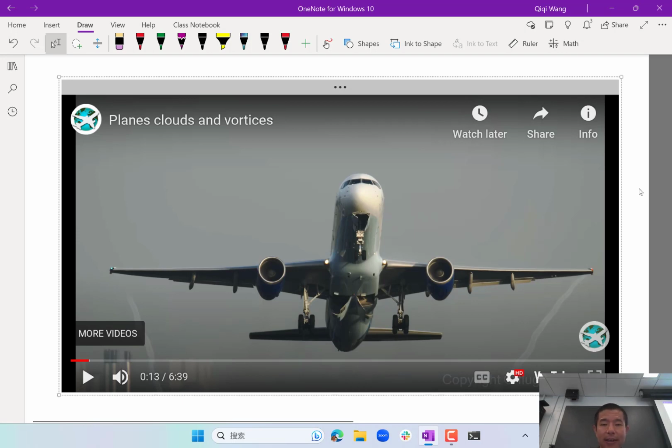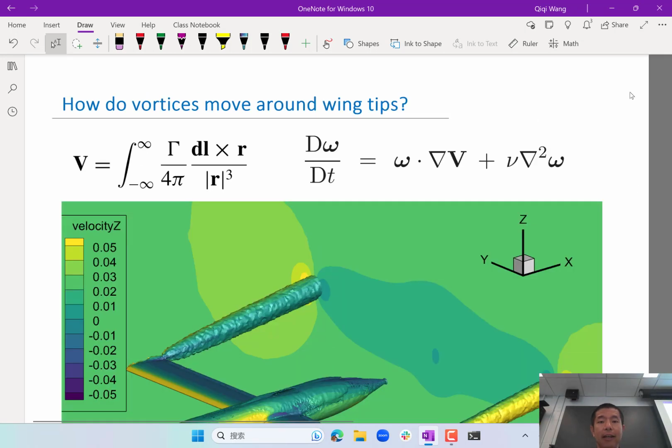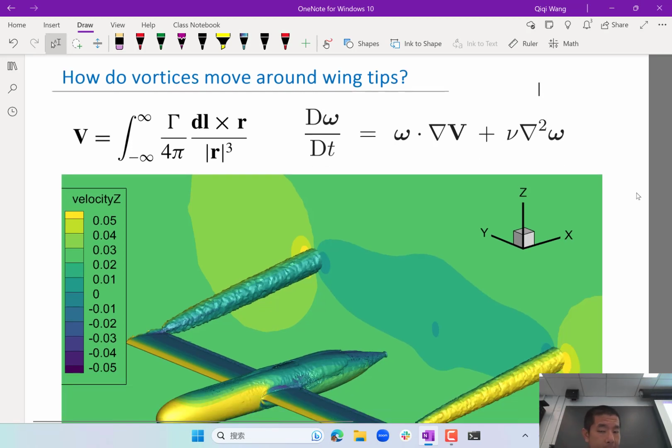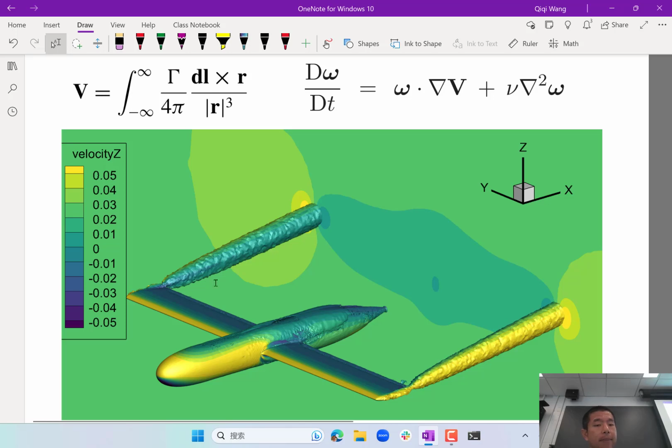Okay, so this is quite interesting, and we can also look at some computational fluid dynamics solutions. For example, this is a very simple airplane model with a straight wing, and you can visualize the vortices from the wingtip by using something we call the Q criterion. The Q criterion is basically the difference between vorticity and shear rate, right?